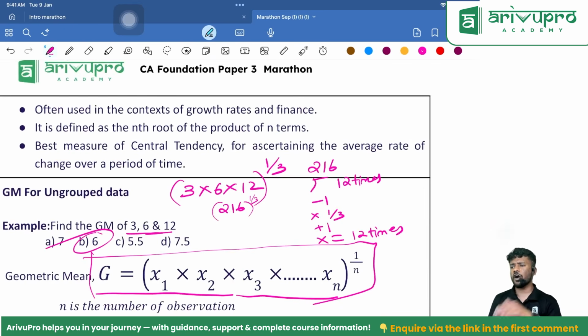Another one is using option hitting. We will check which of the options gives 6 cubed as 216. That is also another method. You can follow any of it. Both are fine, whichever is up to you.